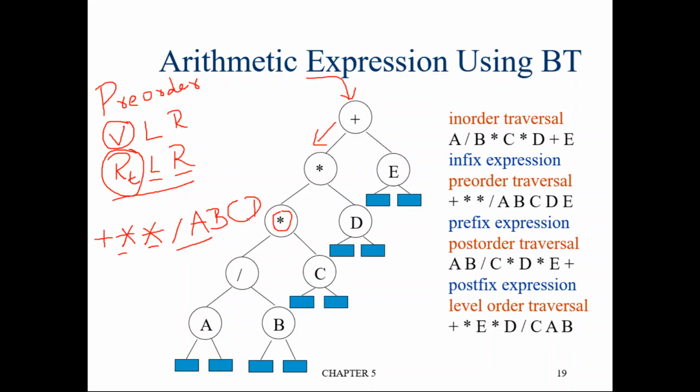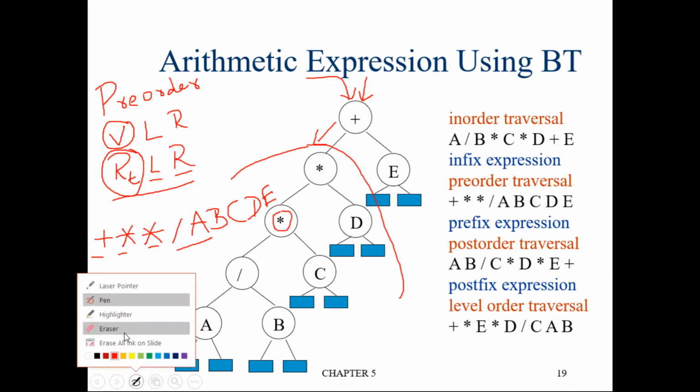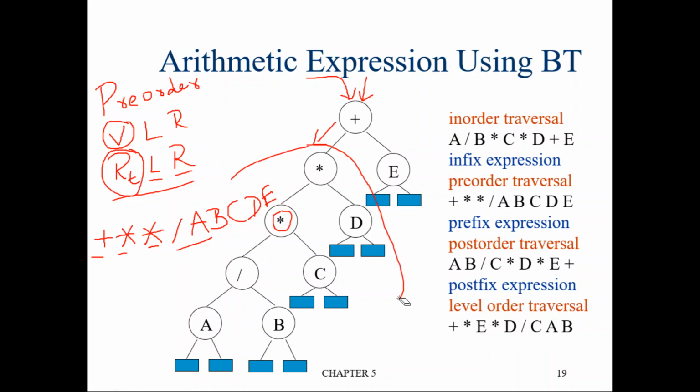So visit that. Now again, if you see this particular thing, this entire subtree is the left subtree of this main root node. Already we have visited the root node, and also this entire subtree is visited. So what is left is its right child, which is E. So visit that. This type of traversal is called pre-order traversal.